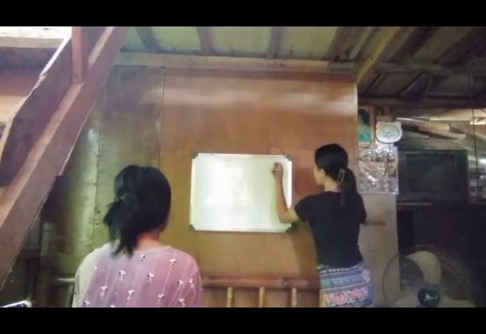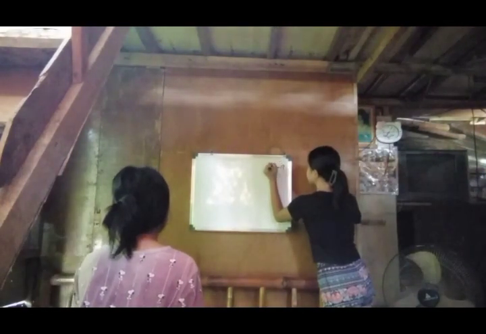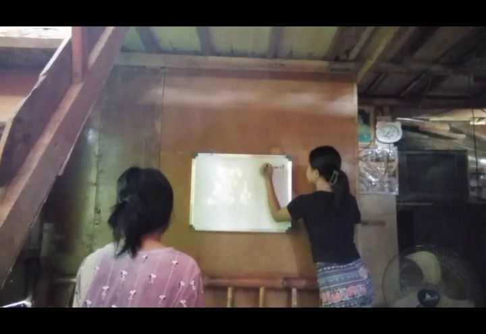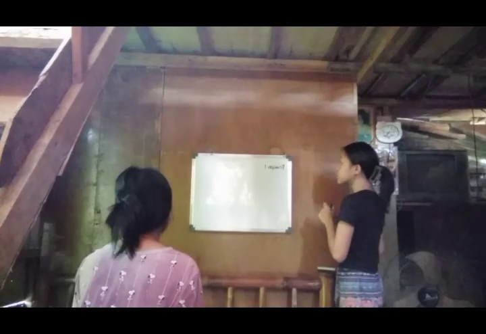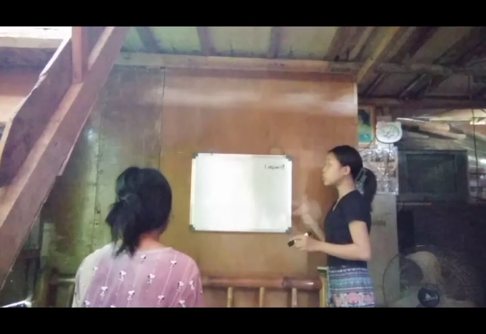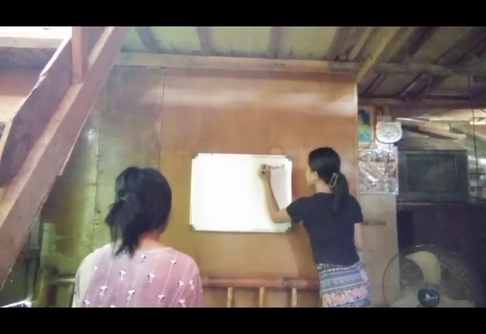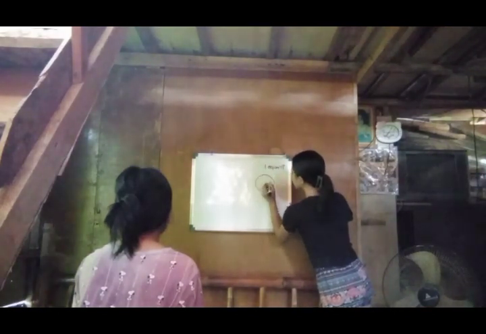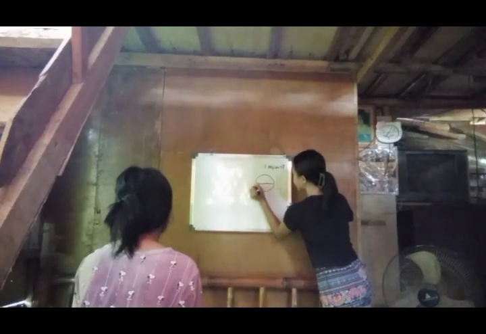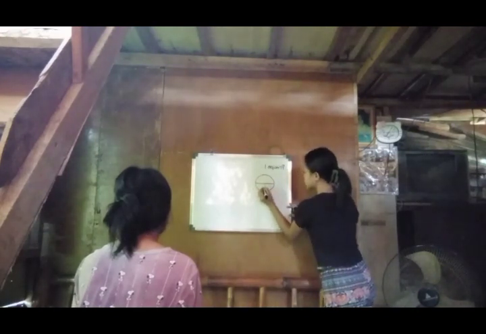So in principle 1, it stated that in a circle, the diameter divides the circle into two equal parts or two congruent semicircles. For example, this is a circle. We all know that a diameter is a chord through the center of a circle.